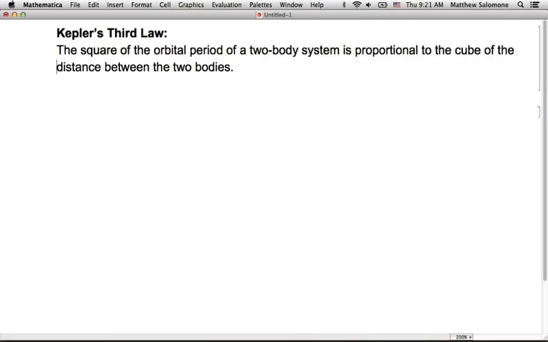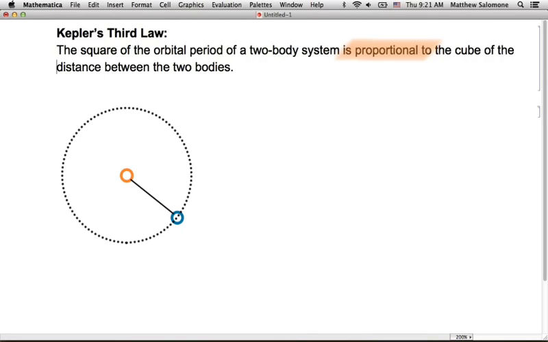So first, let's just add a little bit of context. Let's draw a diagram. Drawing a figure is a great problem-solving skill. And when we draw that figure, we're going to figure out what this proportionality is really telling us. So first of all, what do we have? We have a two-body system. So think of this as maybe the sun at the center and the Earth on the outer circle here.